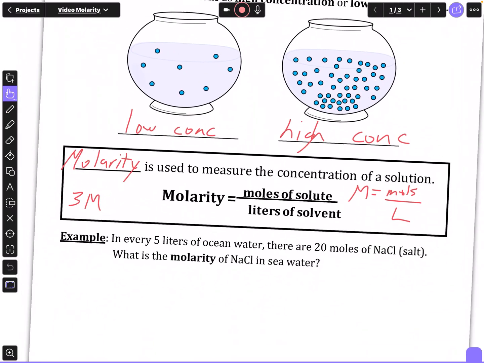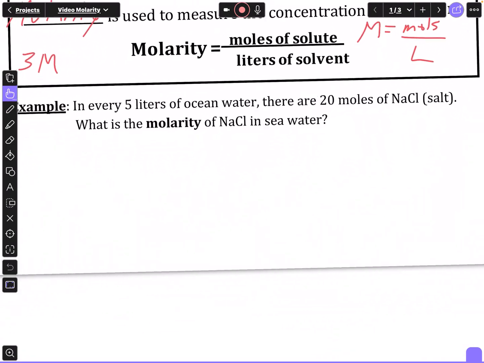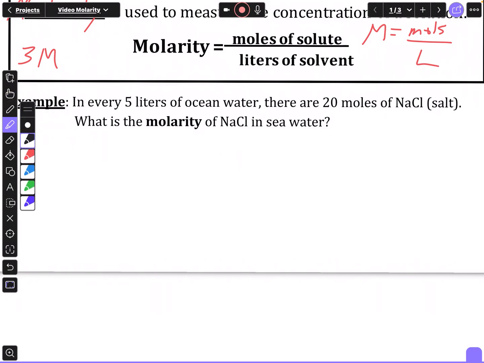Now if we look at some example problems. In every 5 liters of ocean water, there are 20 moles of NaCl. What is the molarity of NaCl in seawater? So what I like to do is go through and underline the numbers they give me. It tells me I have 5 liters, and that's going to be of the solvent. And there's 20 moles of NaCl. And it wants to know what is the molarity.